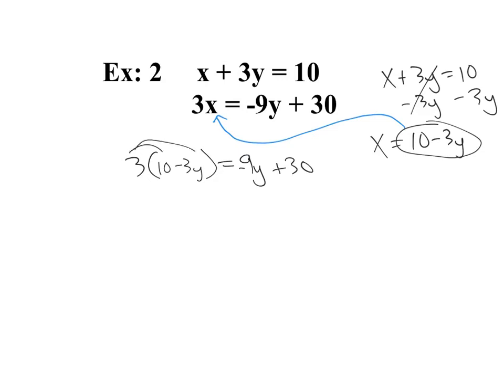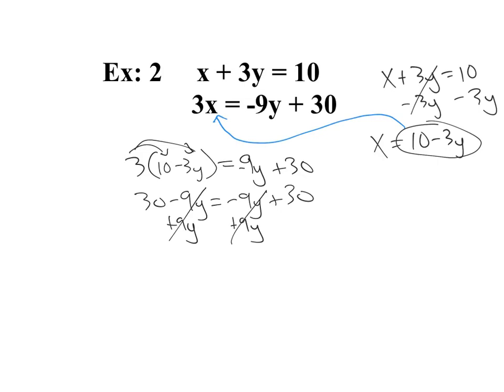So distributing the 3, we get 30 minus 9y is equal to negative 9y plus 30. Now that we have an equation that just involves our y variables, we try to solve for y by getting our variables to the same side. So in this case, we would be adding 9y to both sides. When we do that, we notice that these things are going to cancel each other out.